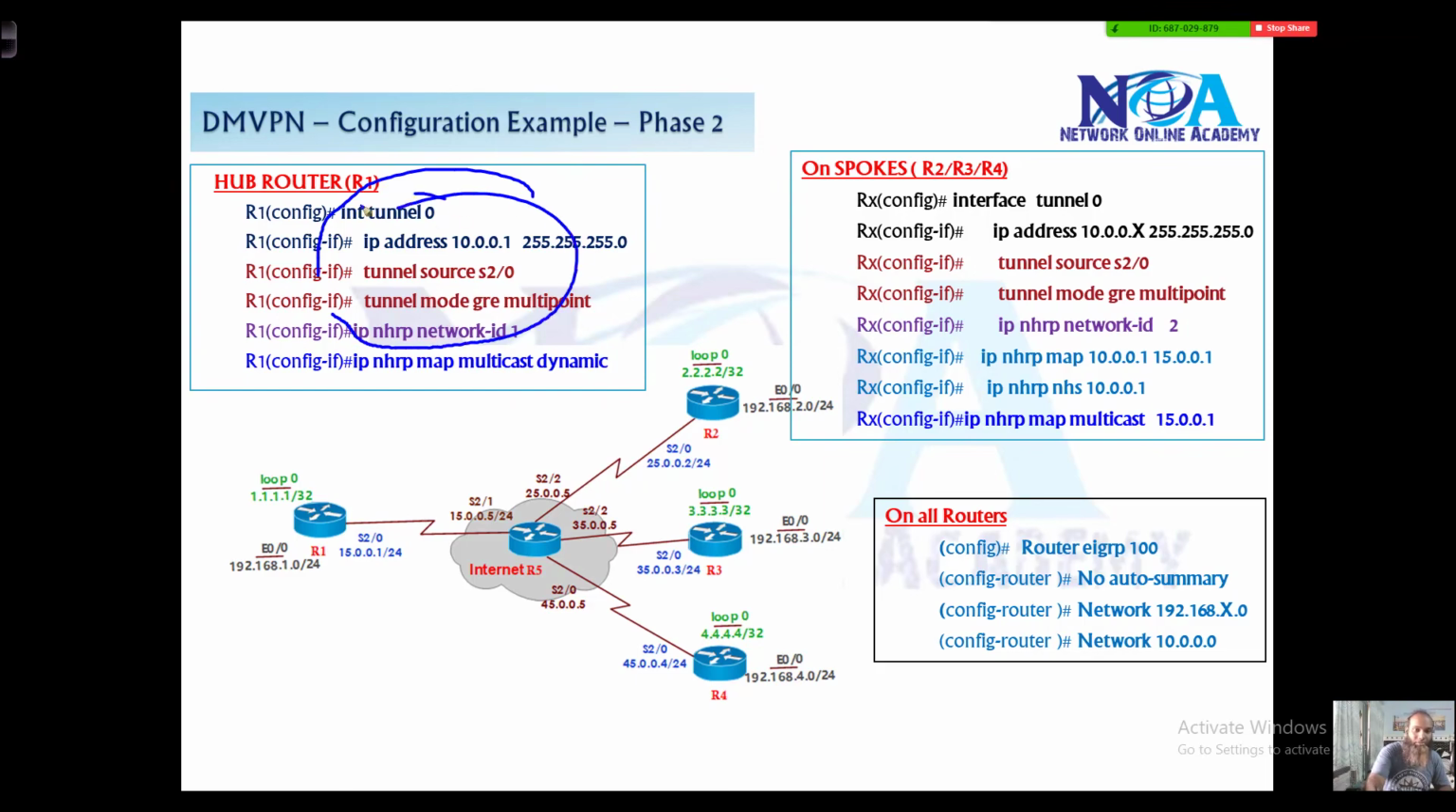I'll just come to this. What is this command? The nhrp map multicast dynamic command. This is for routing. So in order to build a tunnel, this is the minimum configuration you have to do on the hub router.